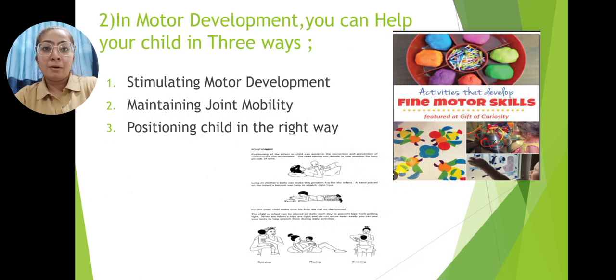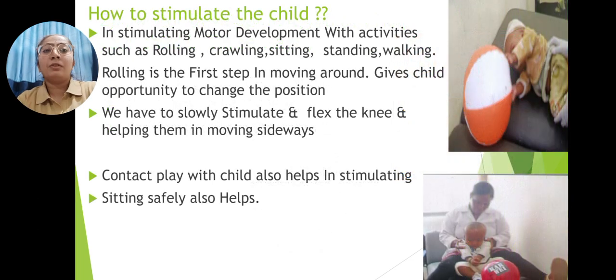Now I will talk about motor development. In motor development, we can help the child in three different ways. First, by stimulating the motor development, maintaining the joint mobility, and positioning the child in the right way. First, how to stimulate the child. We stimulate motor development with activities such as rolling, crawling, sitting, standing, walking. All these are the different activities.